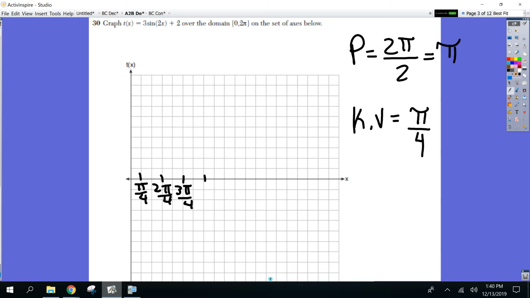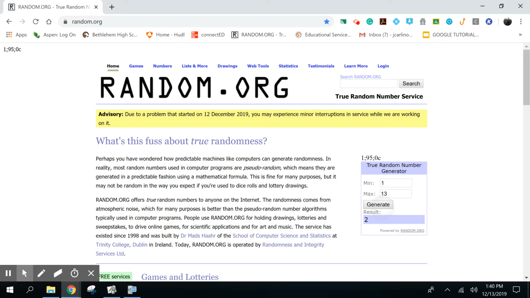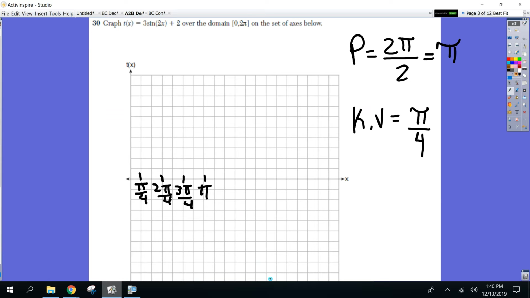4 pi over 4. The 4s cancel out, just pi. But hey, write 4 pi over 4. No one's going to be critical of you. When do I stop this whole deal? Directions. When I hit 2 pi. We're not there yet, keep trucking. Next one.